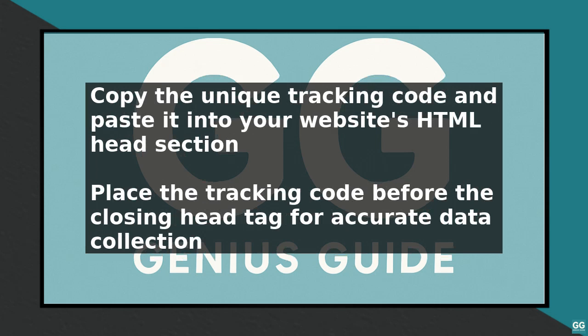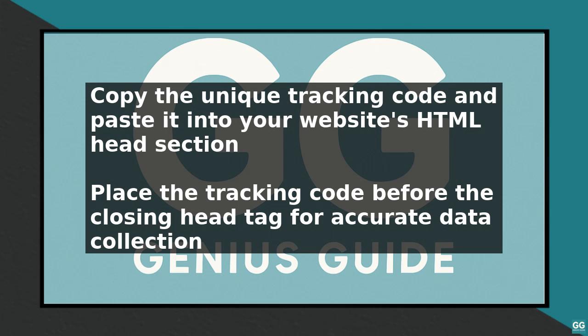To add the tracking code to your website, you will need to copy and paste it into the HTML of your website's pages. The tracking code should be placed in the head section of your website's HTML, just before the closing head tag. This will allow Google Analytics to track every page on your website.